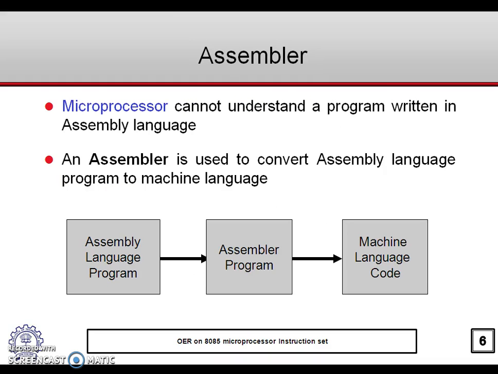Now, an assembler is required to convert an assembly language program into machine language code, because the microprocessor can understand only machine language. It cannot understand assembly language.